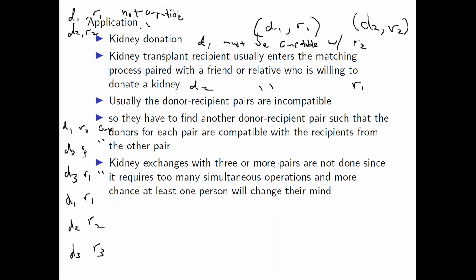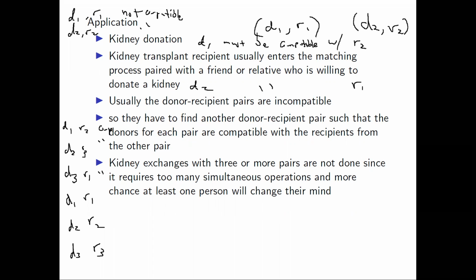I mean, you can kind of think of it as a cycle with the graph that we're about to construct. So they don't generally want to do that. They want to avoid having these chains of pairs with 3 or more pairs. So having a D1, R1, D2, R2, D3, R3, it requires more operations.